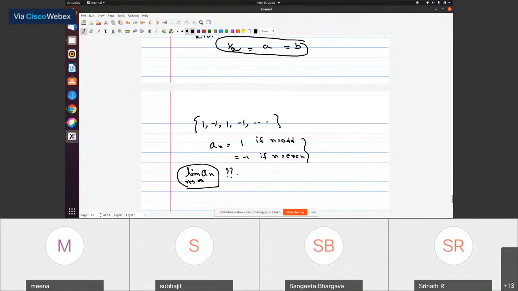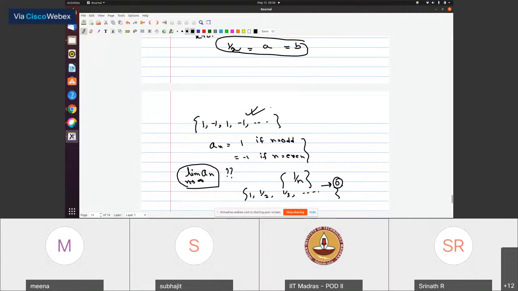When I am taking 1 by n, this sequence is converging towards 0. As n increases, we are getting towards 0. So there is a particular point to which all the functional values are approaching. But in the case of this oscillatory sequence, there is not a single value to which the functional value converges as n increases.